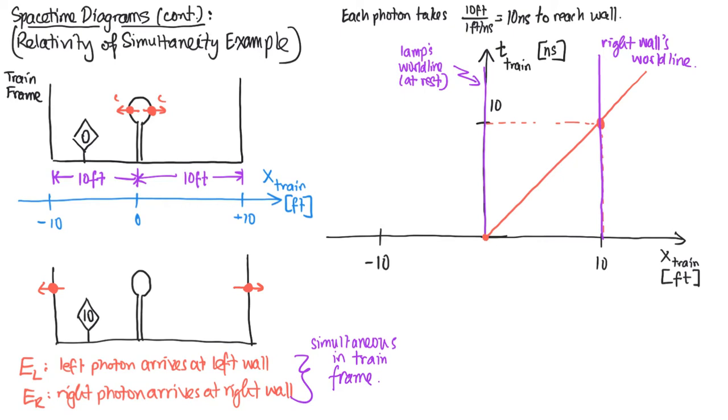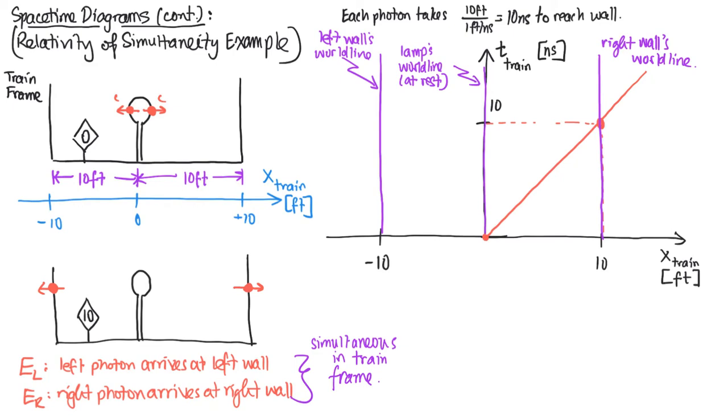And similarly, we can draw the left wall's world line. Okay. So everything attached to the train has a boring straight up world line. And the photons, however, move up and to the right for the right going photon, and then what we'll see next is up and to the left for the left going photon.